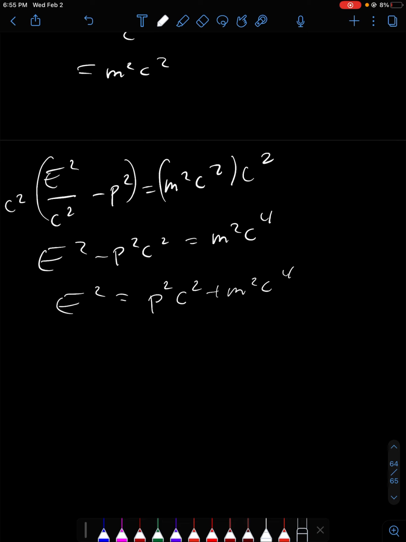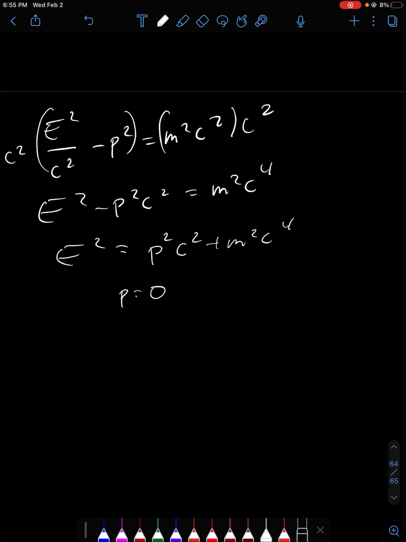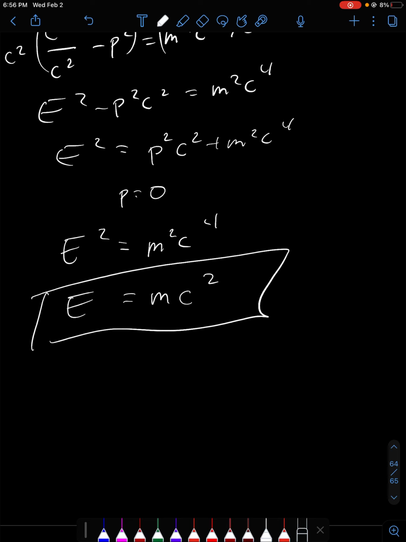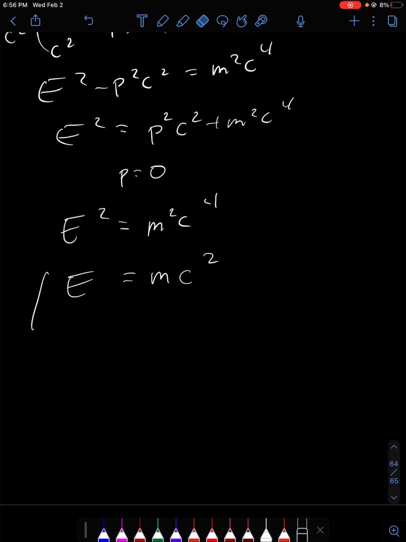And we can look at the case where p equals 0. Well, sorry, not the center of mass frame, we're not doing scattering here. But we can look at this specific case where p equals 0. Then we get e squared equals m squared c to the fourth. Take the square root of both sides, you get e equals mc squared. And just for kicks, we could use natural units where c equals 1, and we'd get e equals m, which is mostly used in QFT books. But yeah, that's how we derive e equals mc squared.